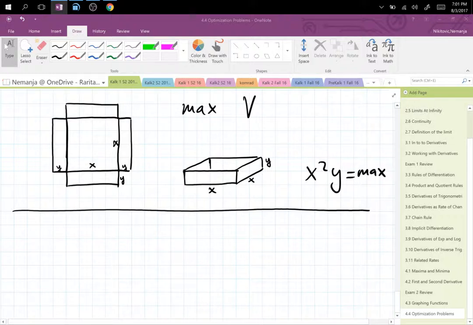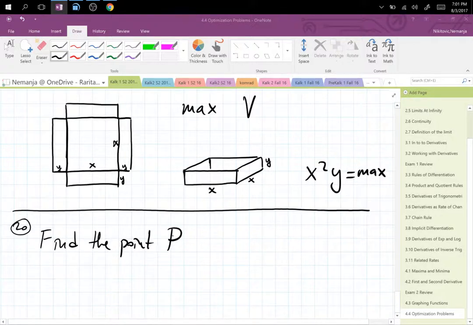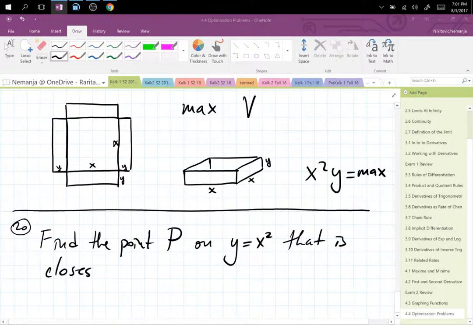How about some of the minimum distance? So, find problem 20. Find the coordinates of the point. So find the point P on y equals x squared that is closest to 18, 0.